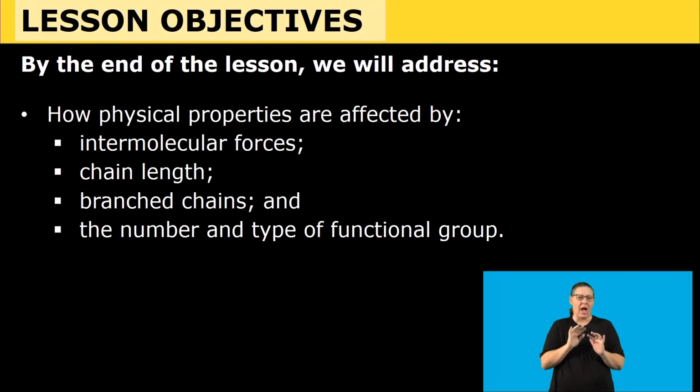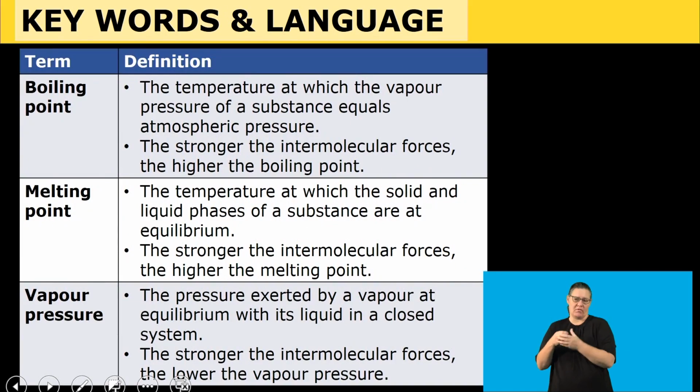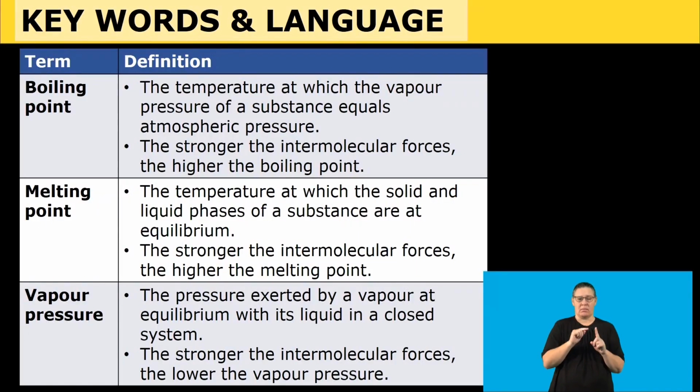We are going to be looking at how physical properties are affected by, number one, the intermolecular forces, the chain length, the branched chains, and the number and type of functional groups that we find in each of the organic molecules. So throughout this lesson, again, there are certain keywords that you're going to be using to better explain certain concepts in this lesson, words such as boiling point, melting point, and vapor pressure as well.